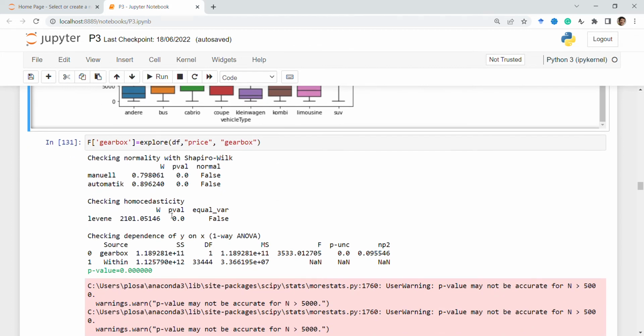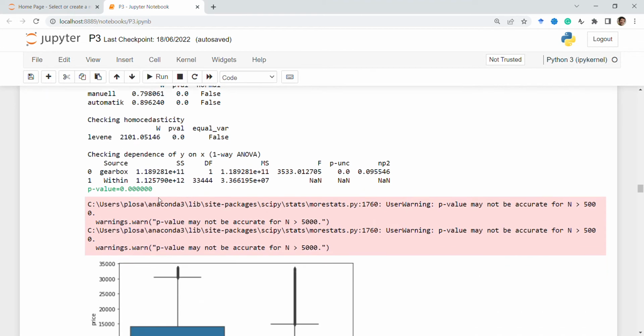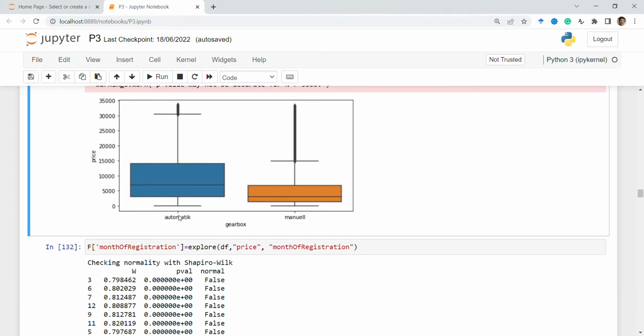And is there a relationship between price and gearbox? And again, yes, there is a relationship. And we see that automatic cars are more expensive than manual cars.